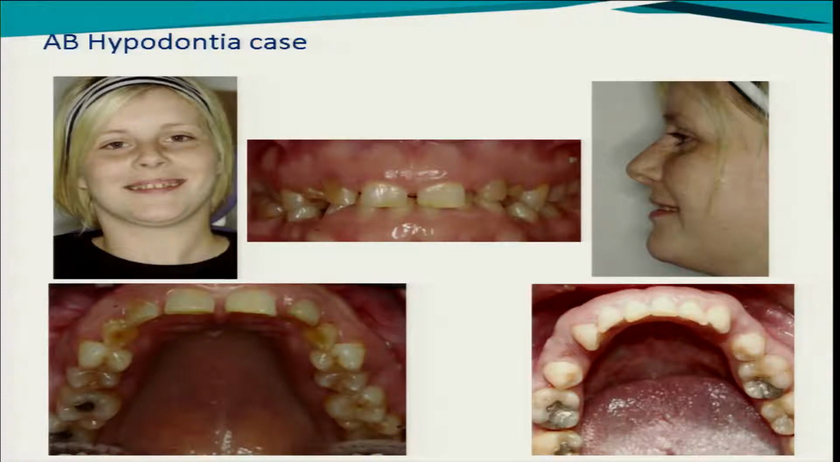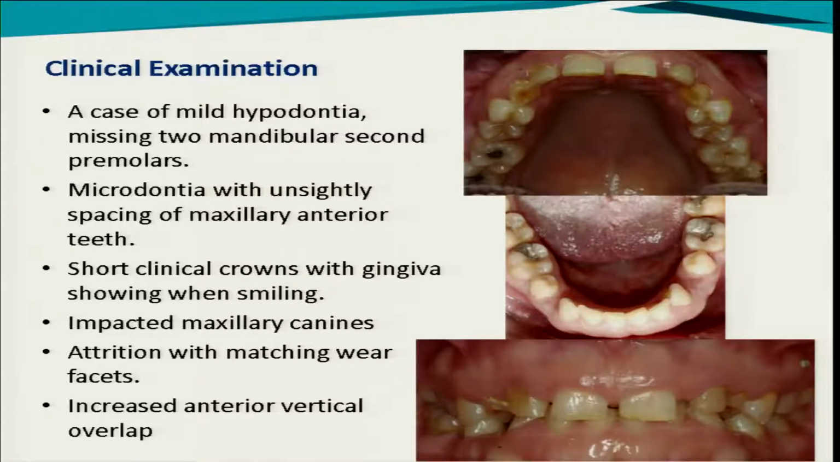And then basically, the clinical examination: a case of mild hypodontia, missing 2 mandibular second premolars, microdontia, which is normally associated with hypodontia, short clinical crowns with gingiva showing when smiling. That's a bonus for us. Impacted maxillary canines. There's a bit of attrition and increased anterior vertical overlap. I don't know what anterior overlap is, but the orthodontist said she has a malocclusion or whatever. That's when you have people in your team.